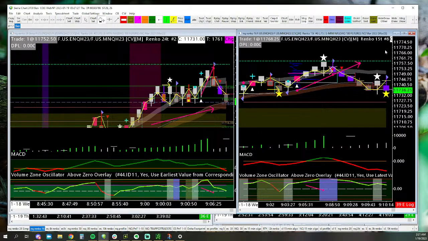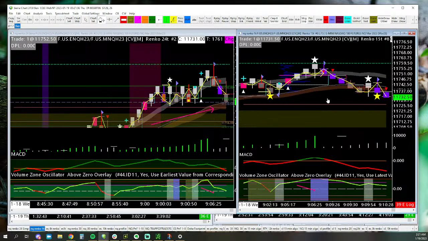So if you're shorting, this is a great short now, once that's failed. Otherwise, if you want to be really aggressive, you can take it here. But I would normally take this one.